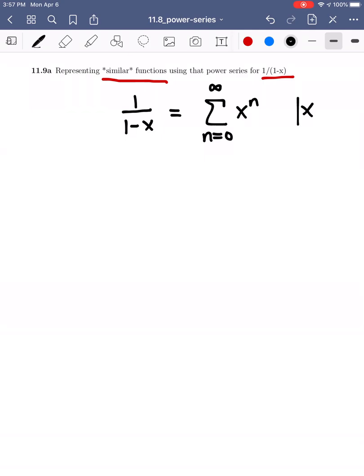Okay, in this series, what we're going to do is find power series forms for similar functions to that of 1 over 1 minus x. So let's quickly remind ourselves that our first power series representation of a function is for the function 1 over 1 minus x. And that was just the series from n equals 0 to infinity of x to the n. And remember, this series only converged for x values that were less than 1 in absolute value.